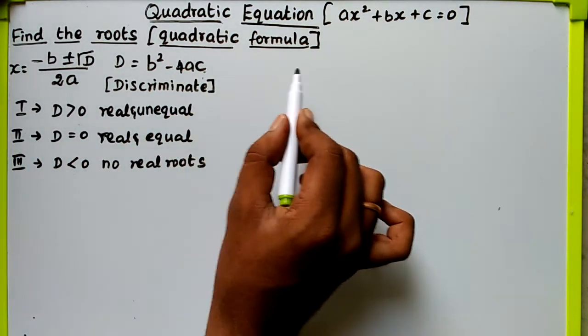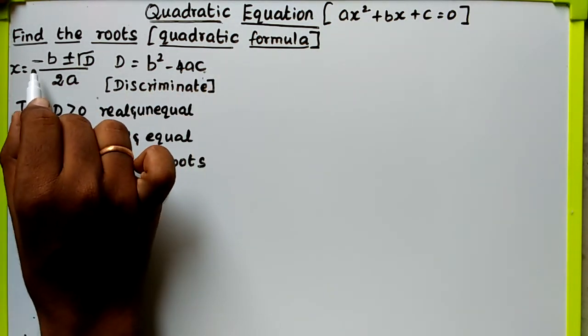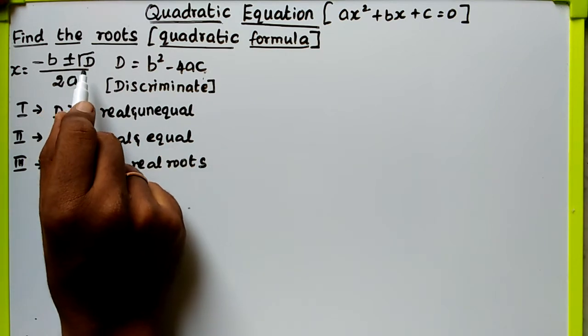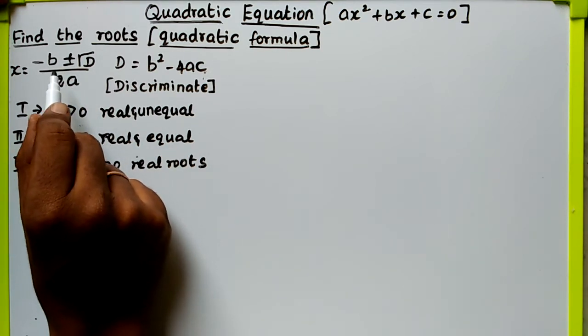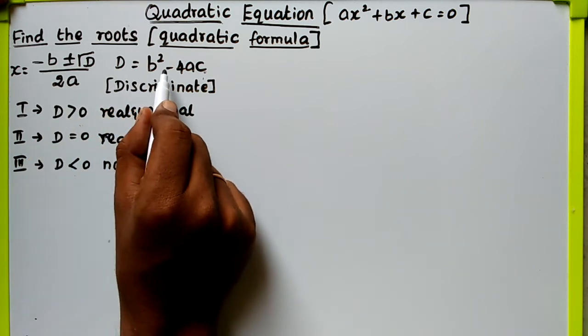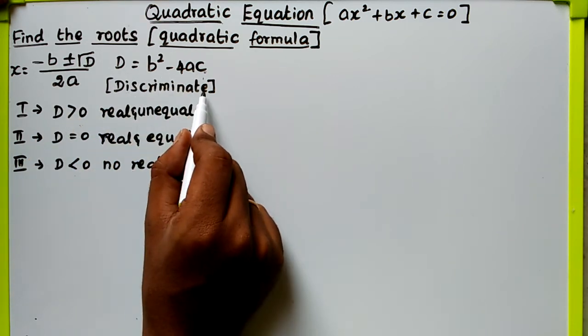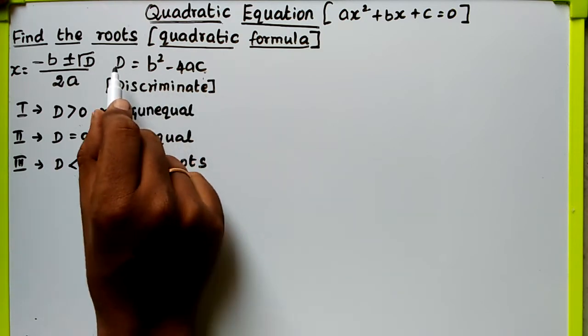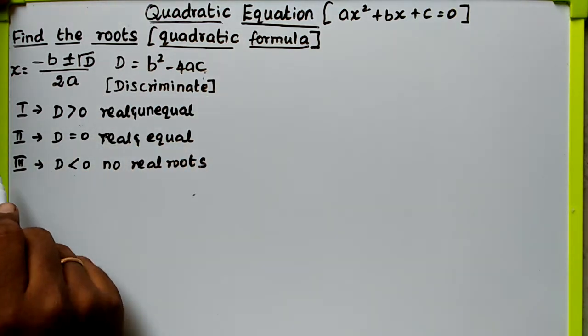Now the quadratic formula is minus b plus or minus root D by 2a, and D is b square minus 4ac. D is called the discriminant. While solving for D, we may get three cases.